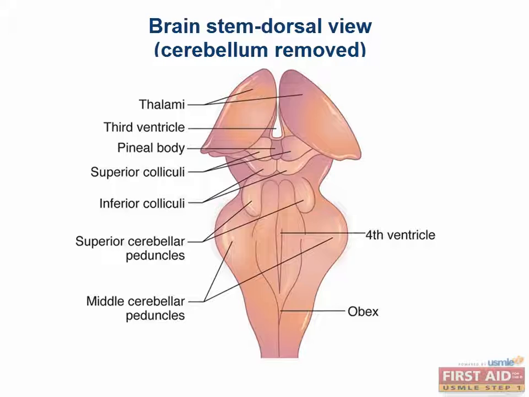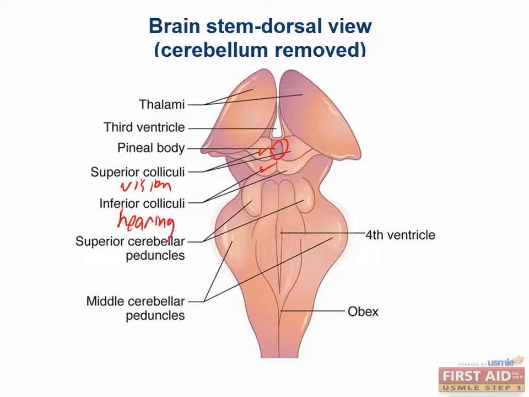Now let's turn the brainstem around and look at it from the dorsal view. You can note that there is midbrain consisting of the midline pineal body and the superior and inferior colliculi. The superior colliculi mediate vision, while the inferior colliculi mediate hearing.